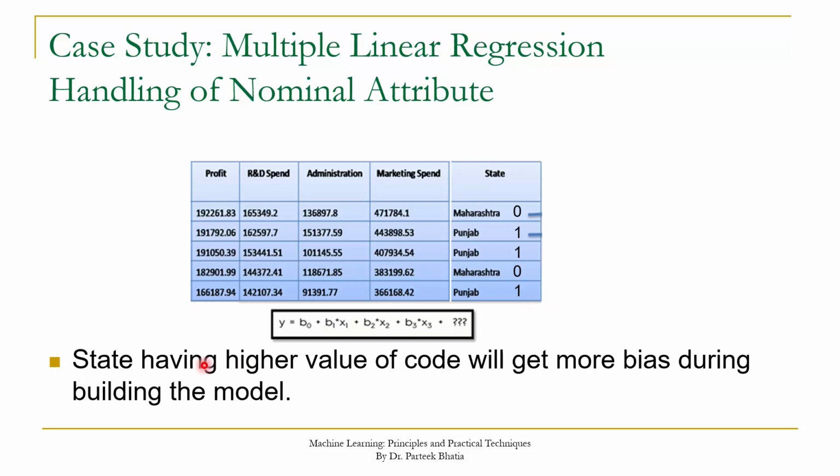The problem is this: the state having higher value of code will get more credit or more bias during building the model. It means that Punjab has more weightage as compared to Maharashtra in this case. It is natural that 1 is greater than 0. So during building the model, Punjab will get more weight as compared to Maharashtra. If we have 10 values of state, then our code will vary from 0 to 9. Of course, a state having a code value 9 will get more credit as compared to a state having a code value 0. We have to follow some different strategy to solve this issue.